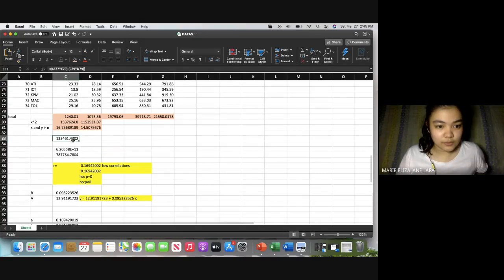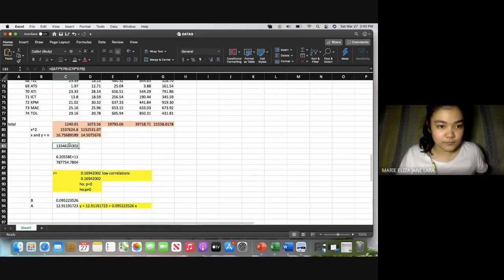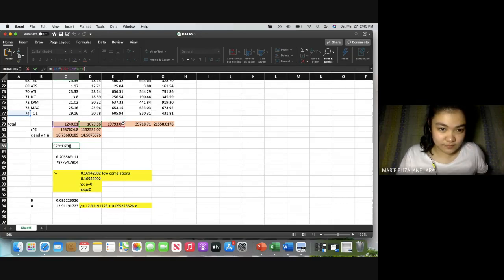So I then move on to the correlation coefficient. Here you have this one, A77, sample size, times the sum of x times y, minus the sum of x times the sum of y.